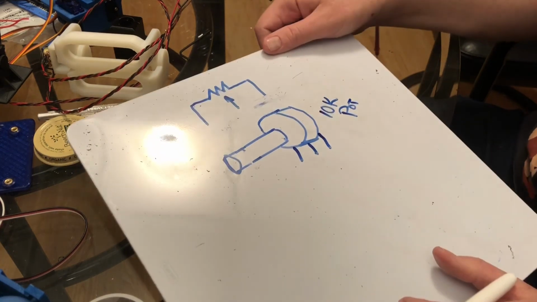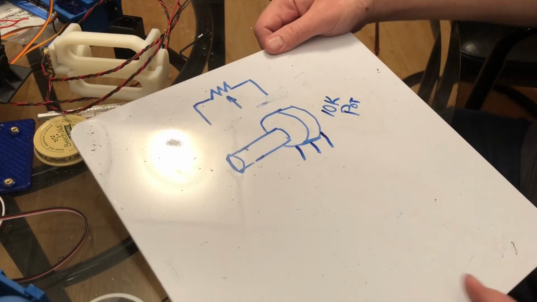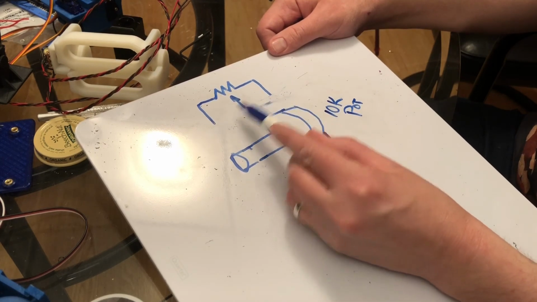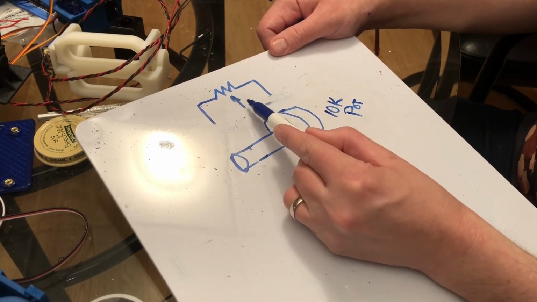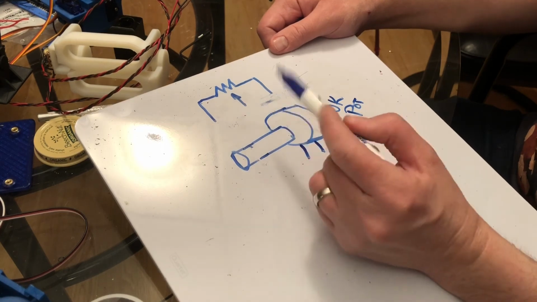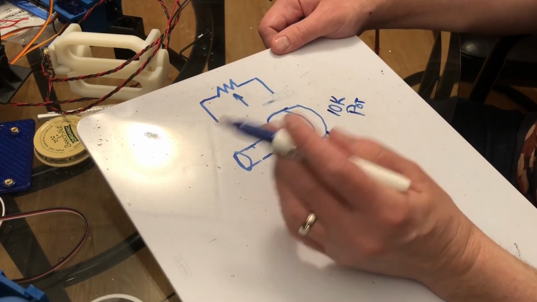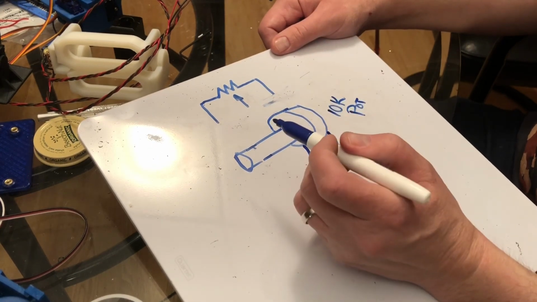Pot is potentiometer. Actually, it's showing up. Good. So you've got three pins coming off the bottom. In a schematic, it looks like this. You've got two ends to a resistor, and then you've got a sweeper in the middle that changes your resistance. It doesn't matter which end you hook up, as long as it's consistent. You can flip them back and forth, and it's fine.